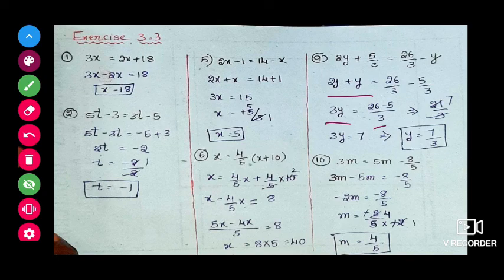3 ones are 3, sevens are 21. So 3y is equal to 7. We want only the y. So send that 3 also that side. Already multiplication by 3, if it goes that side, it will become division by 3. So y is equal to 7 by 3. That's it. Next, the 10th question, 3m is equal to 5m minus 8 by 5.